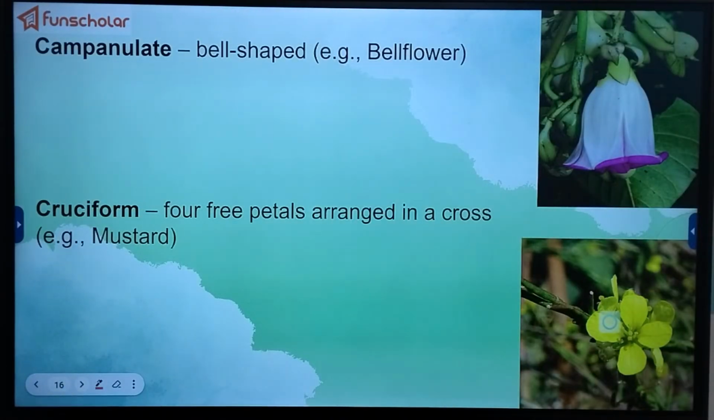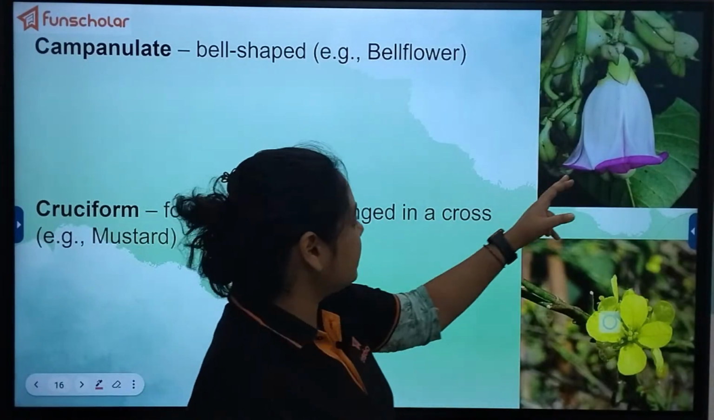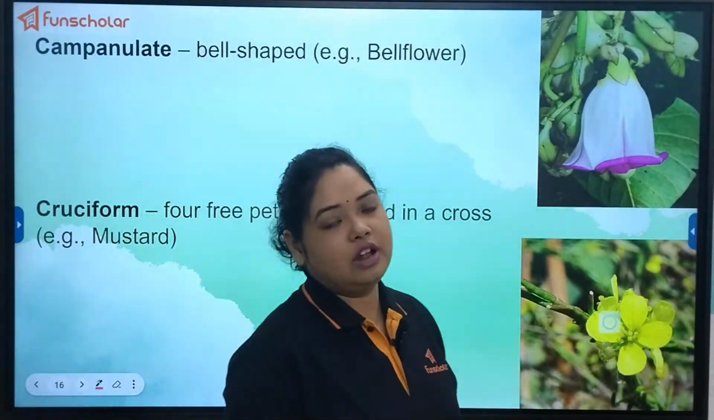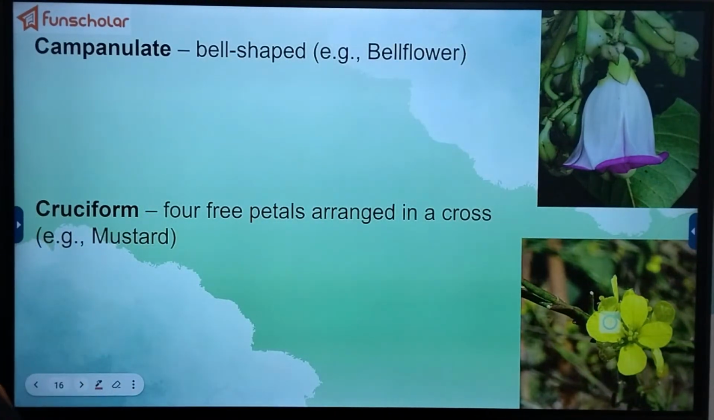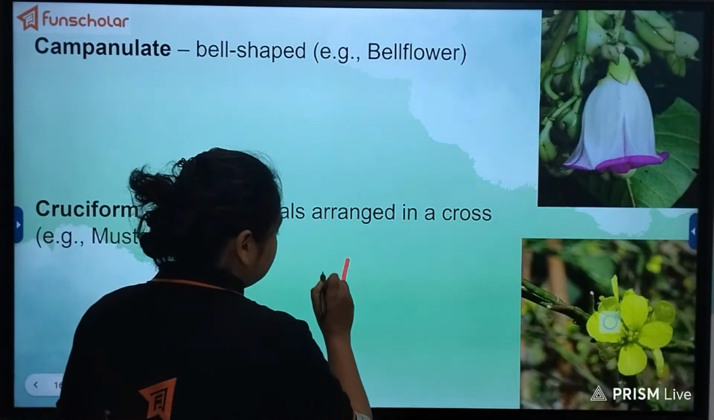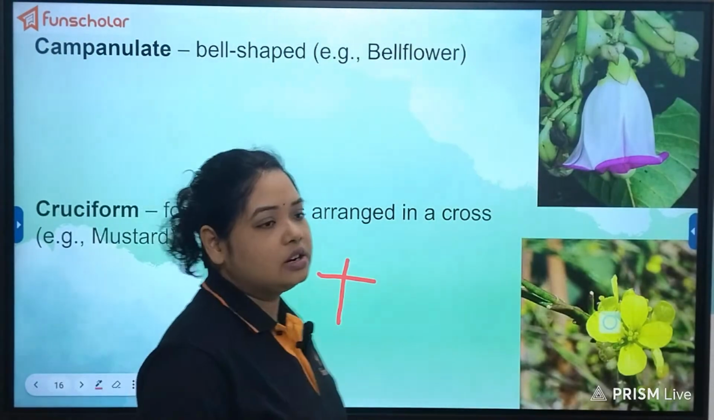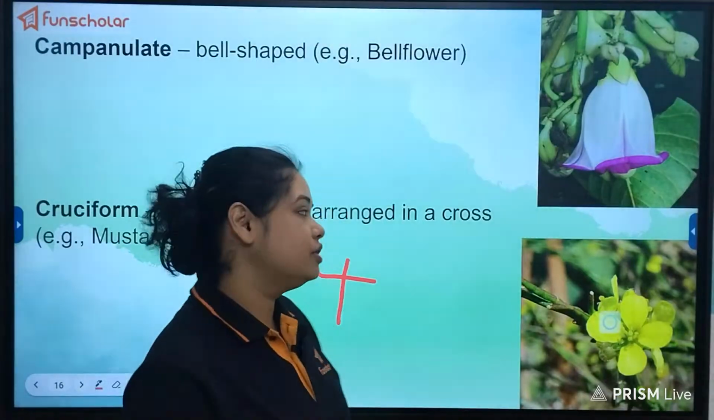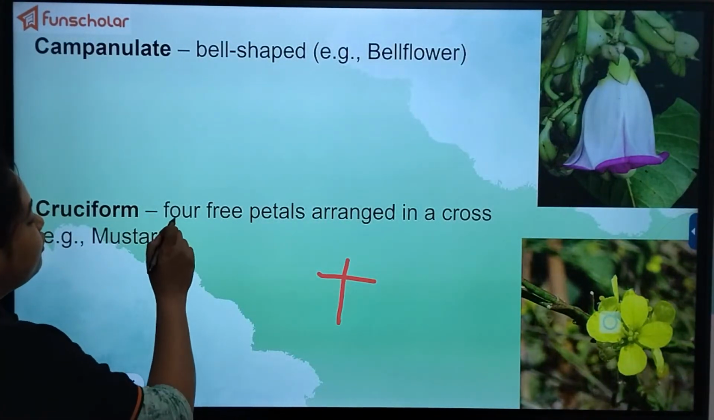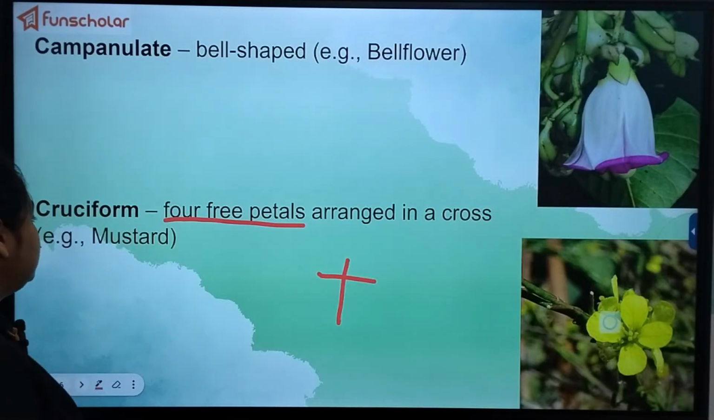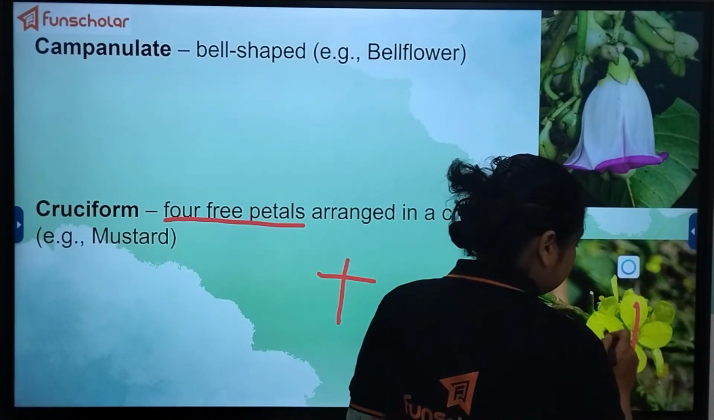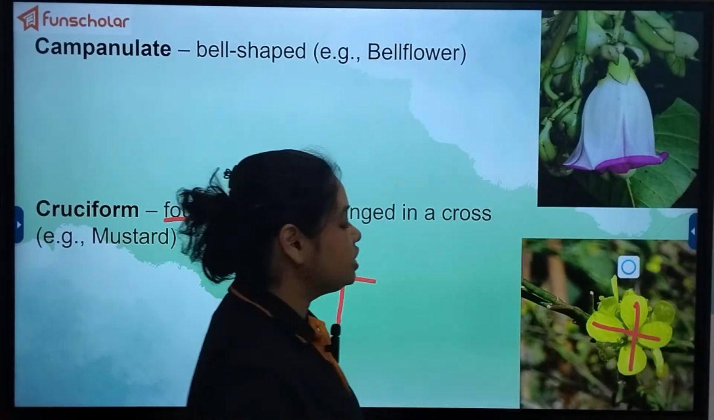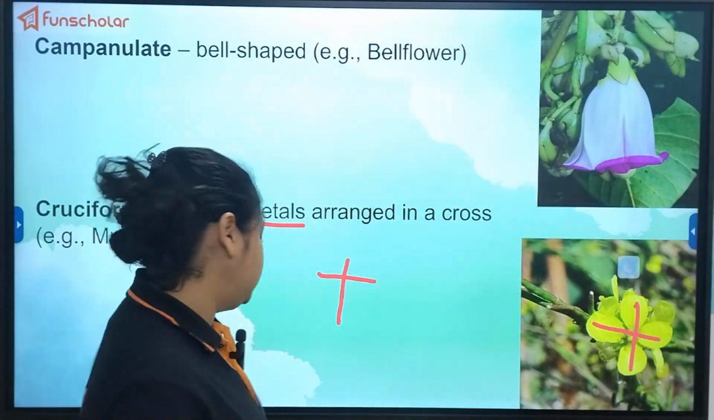Then the campanulate. Campanulate means they are hanging just like a bell, and the name is also bellflower. So their petals form a bell shape, and this is known as campanulate shape. Then in cruciform, cruciform means the cross that we see in the crucifixion of Jesus Christ. So that shape only. That means four free petals arranged in a cross, that you can see in the mustard flower. Here the four petals are arranged opposite to each other to form a cruciform shape.